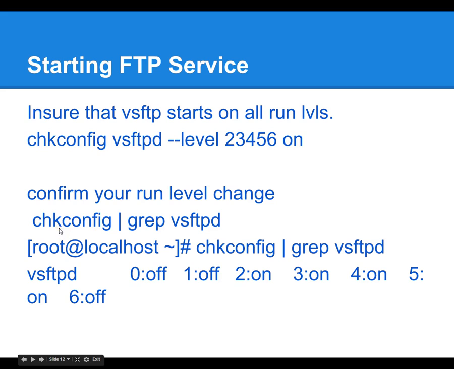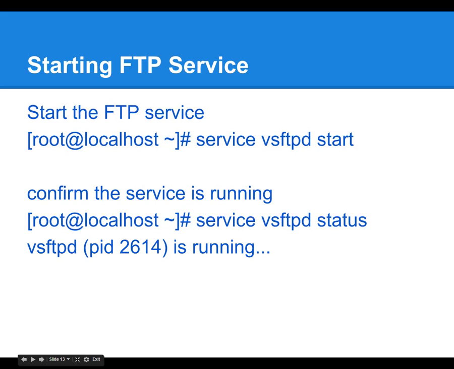To confirm your changes, you can use chkconfig pipe grep, and then the name of the actual daemon, and you can see that's done here, and basically it shows you where it's on and off. At this point, we're ready. Although we changed the run levels of the FTP service, we haven't actually started it. To start it, you type service vsftpd start, and this is actually going to start the service. If you want to check the status of the FTP service, you run the command service vsftpd status, and it'll tell you whether or not it's running.